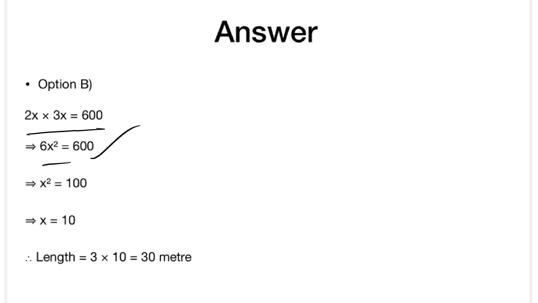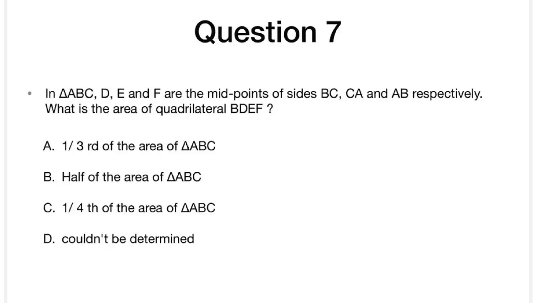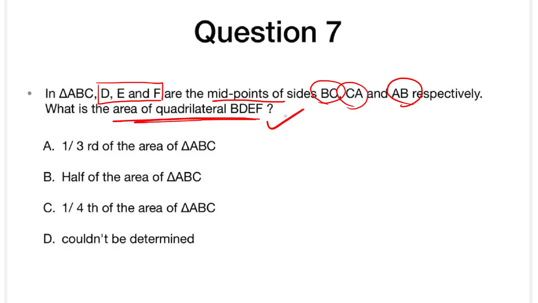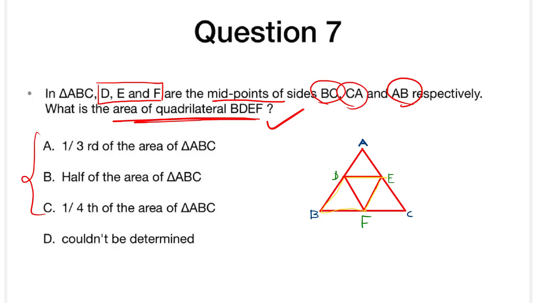Going ahead, we take the next problem: in a triangle ABC, D, E, F are midpoints of sides BC, CA and AB respectively. The area of the quadrilateral BDEF is? They are giving a few assumptions. Let us see how to do it. Simply by the property, since D, E and F are the midpoints of BC, CA and AB, it will be half of the area of triangle ABC.